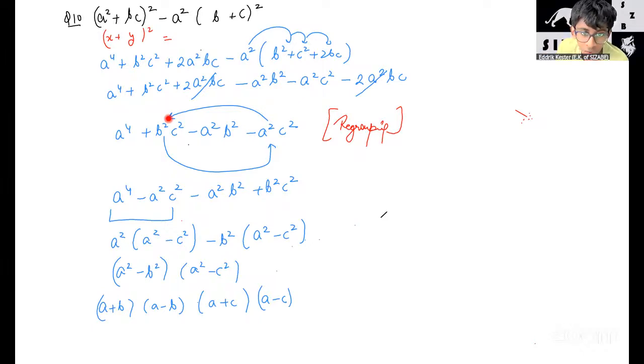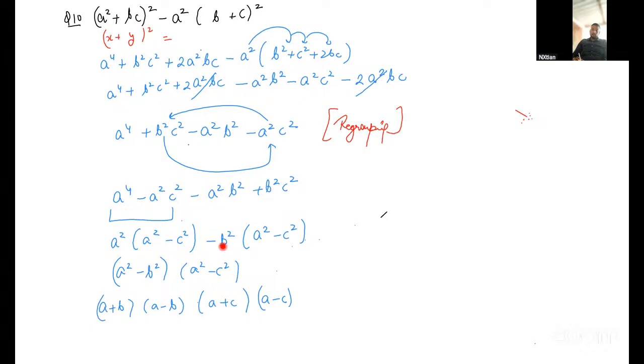Now when I regroup it, I got a common factor between them, which is a square. Did you understand, guys? Yes, sir, I understood. Okay, so I took out a square as a common. Now a to the power 4 becomes a square, and from this a square is also out, so remaining behind is c square. So it becomes a square minus c square. Understood? And from this, minus b square comes out.